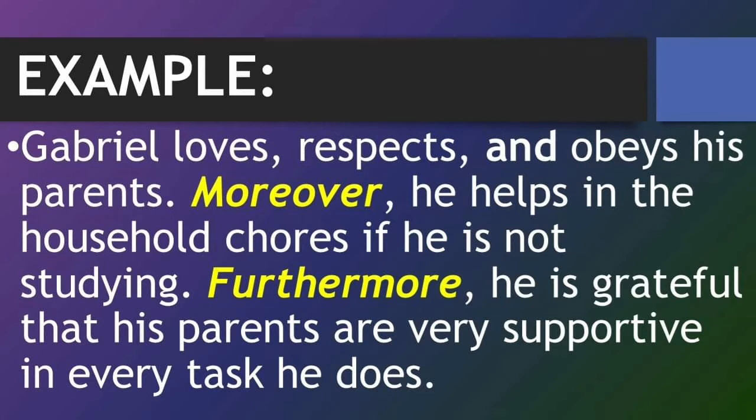Okay, so we have here the first sentence, Gabriel loves, respects, and obeys his parents. The first transition word that we have here is and. Okay, and next are moreover and furthermore. So these transition words help the first sentence to add information or reinforce its idea, the idea of Gabriel as an obedient child to his parents.